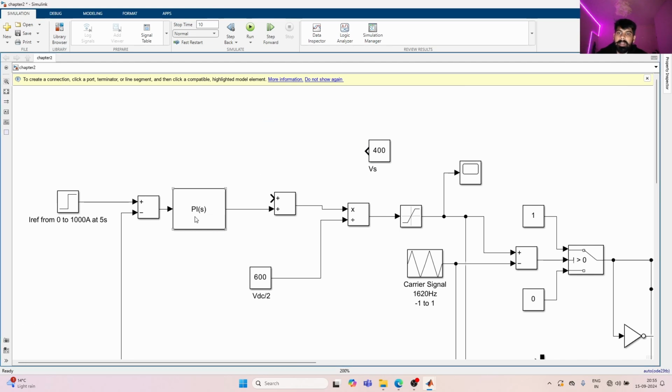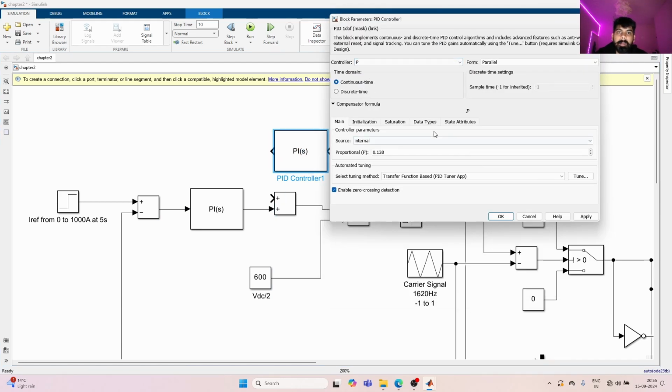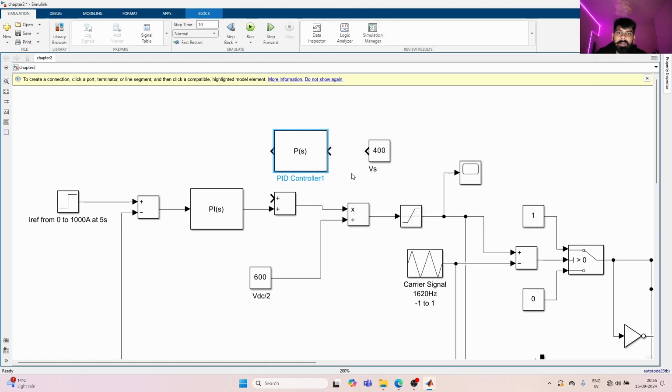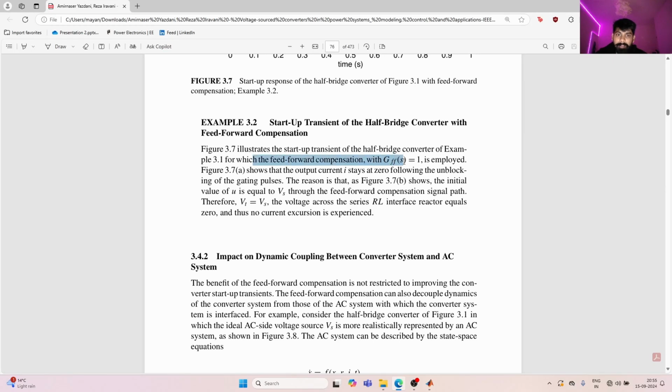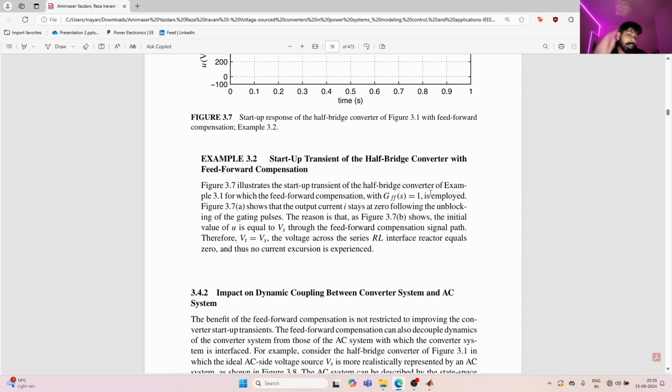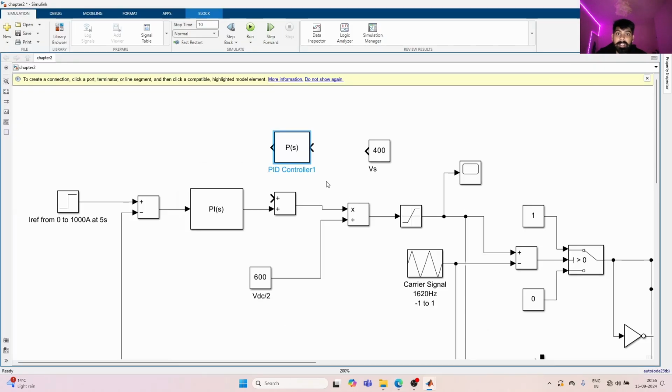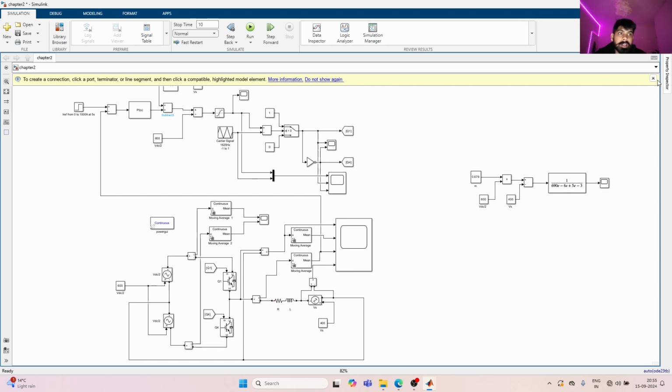And we'll take a P controller only, and we'll make it a proportional controller with gain of 1. So this is what it says in the book. If you take a feed forward compensation with a transfer function of 1, basically a gain of 1, a proportional controller, then we can avoid that initial transient. So I just gave it a 1, and we'll put the 400 volts here and add it here, right? Let's see how it behaves now.